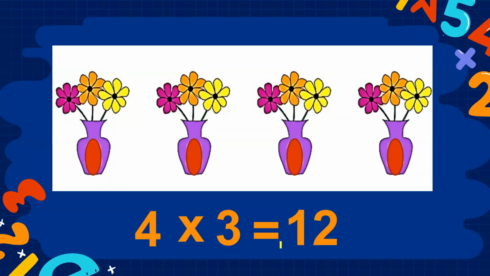Now multiplication as repeated addition, we can also say 3 plus 3 plus 3 plus 3 equals 12. So as you notice, this is a commutative property. No matter if you swap the numbers, we can still get the same answer. So the first example, we have 3 times 4 equals 12. Now our example is 4 times 3 is also equal to 12.